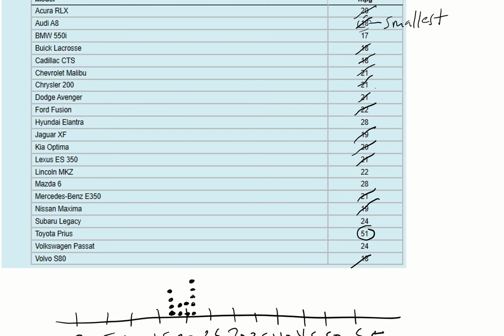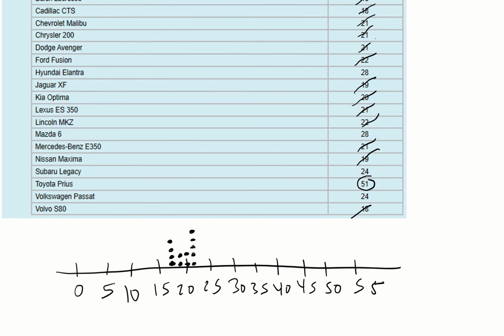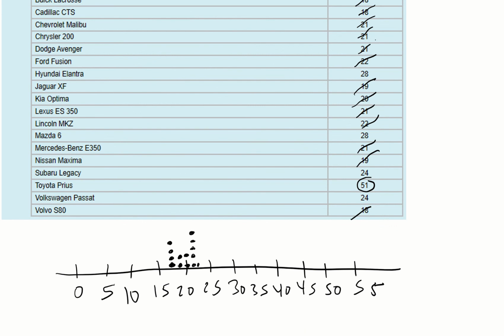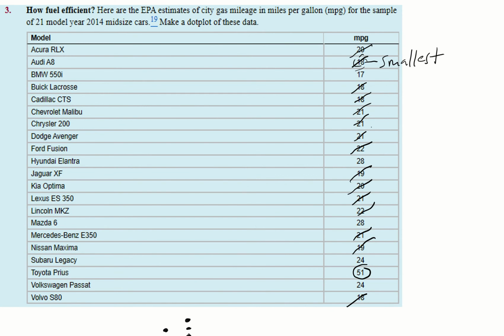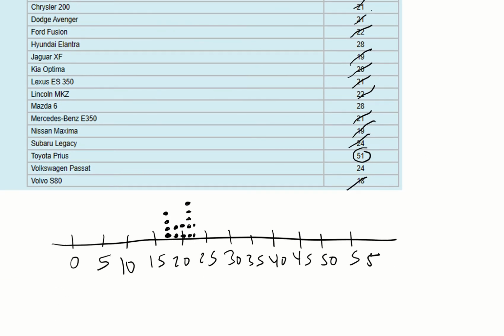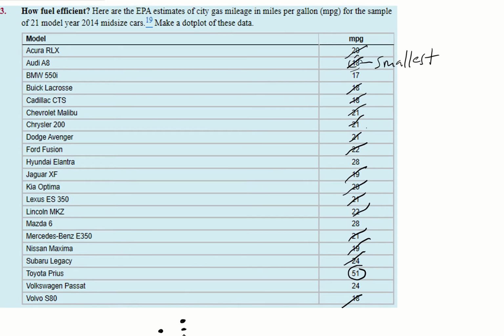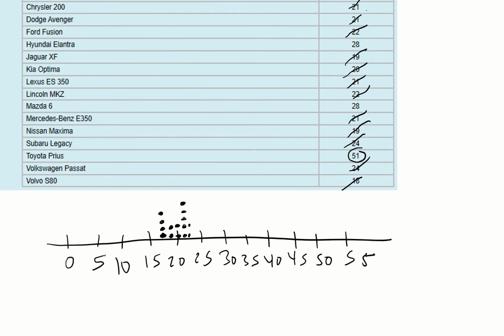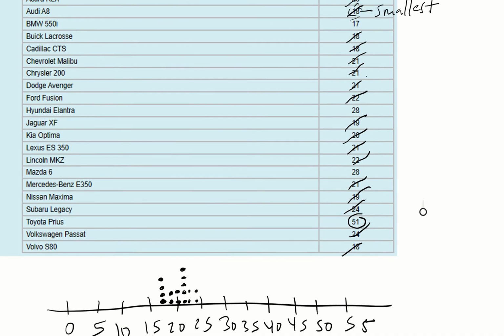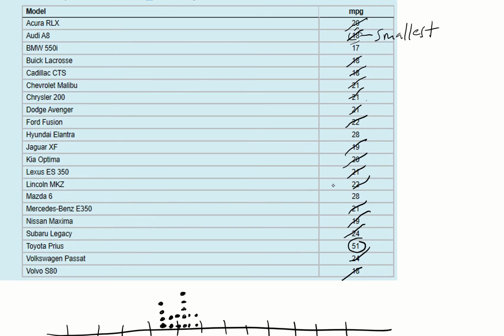We have some 22s. We have 1, 2 22s. We don't have any 23s from what I can see, but we have 24. So 1 24 and 2 24s. Then we don't have any 25s. So it looks like we're going straight to 28.